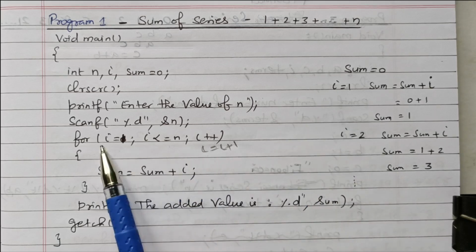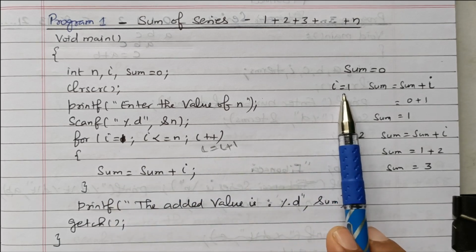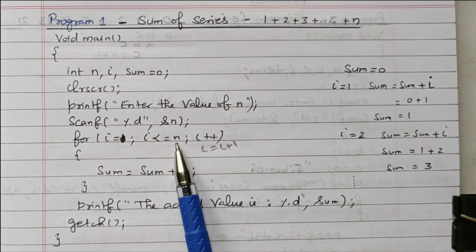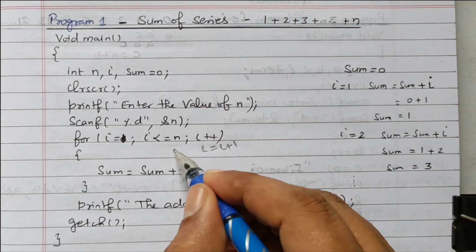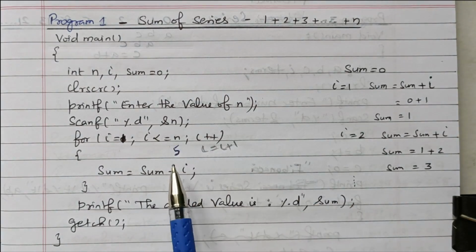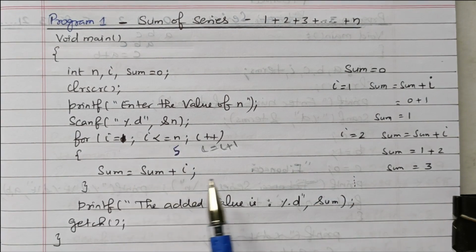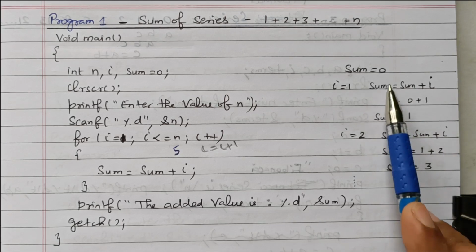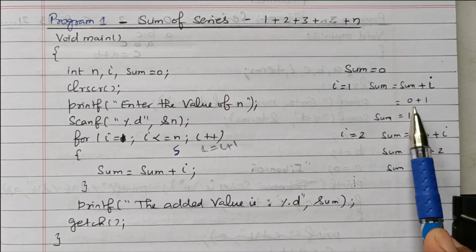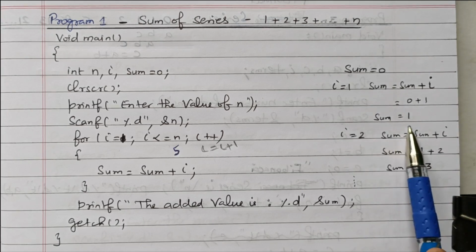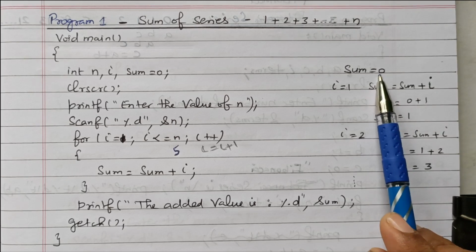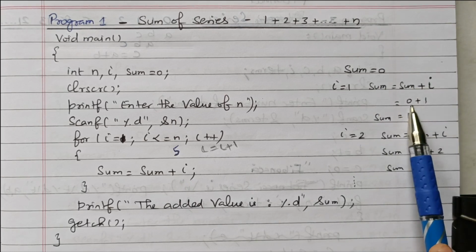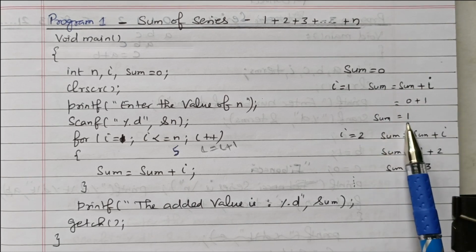So what is the initial value? i equal to 1. First the i value is 1, so it will go to the statement. The condition is i less than or equal to n. Let us consider the n we entered is 5. It can go up to 5, so this condition is satisfied and it will go to the statement sum equal to sum plus i. The sum is 0, i is 1, so 0 plus 1 is 1. Initially the sum value is 0, and after executing this statement one time, it becomes 1.